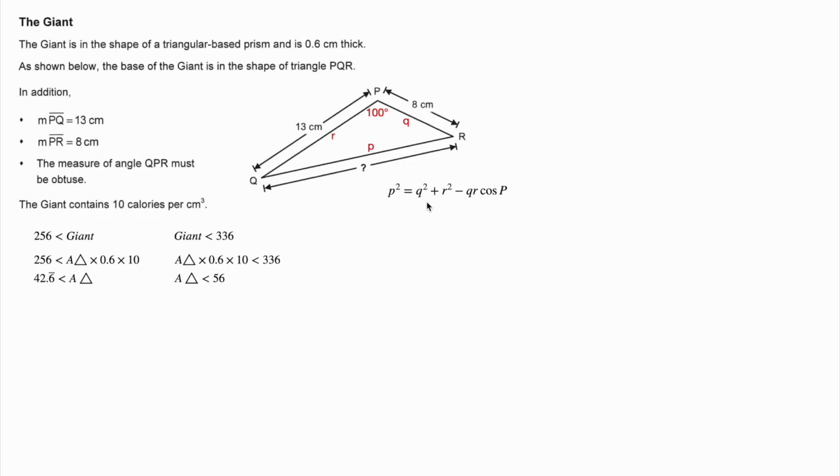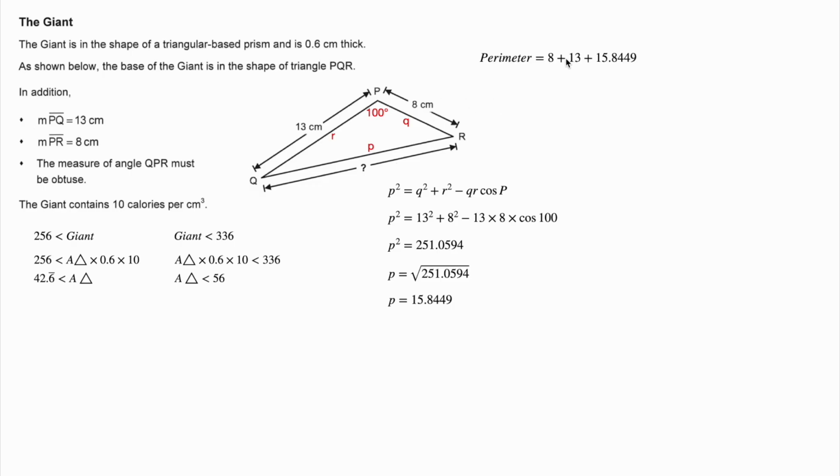P squared is equal to q squared plus r squared, take away q times r times cos of P. I'm going to replace everything I know, and that gives me P squared is equal to 13 squared plus 8 squared, take away 13 times 8 times cosine of 100. And that gives me P squared is equal to 251.0594. Take the square root of that. Gives me 15.8449. Now I know this length, and I'm going to feed that into Heron's formula.